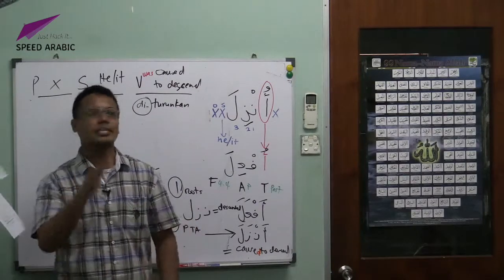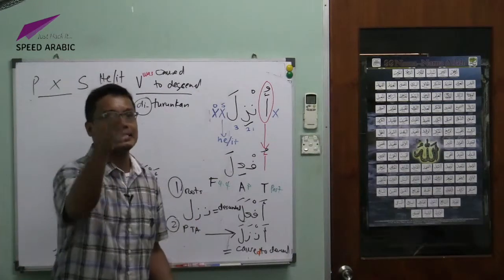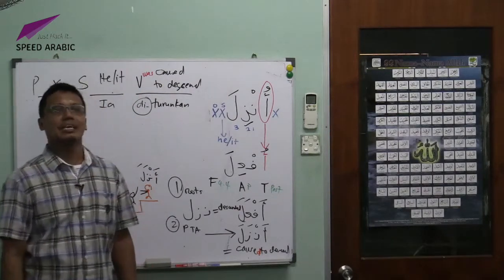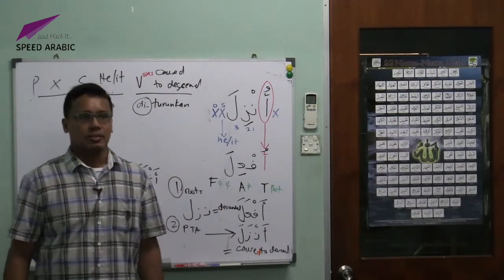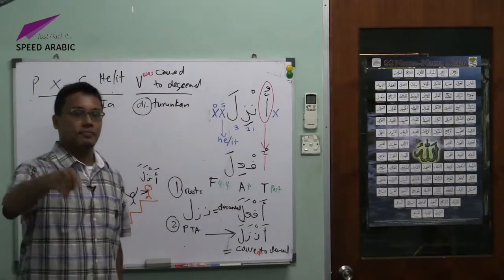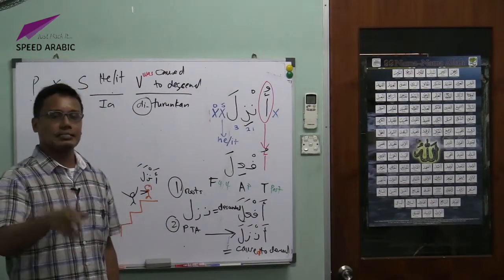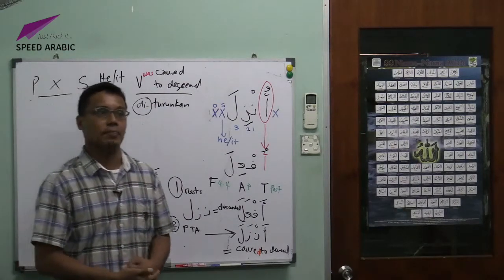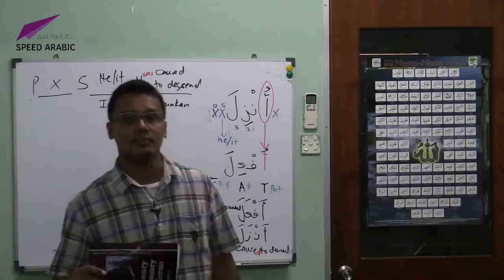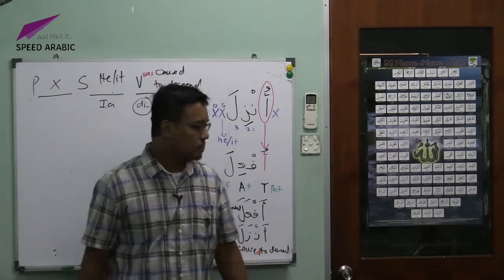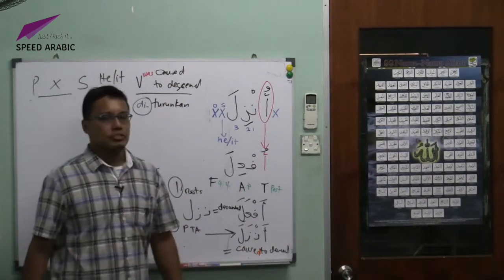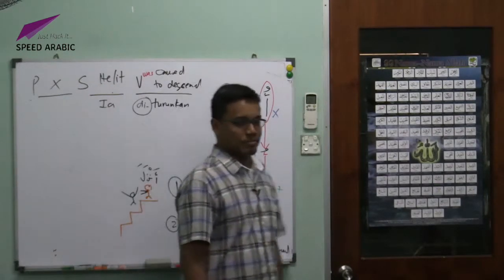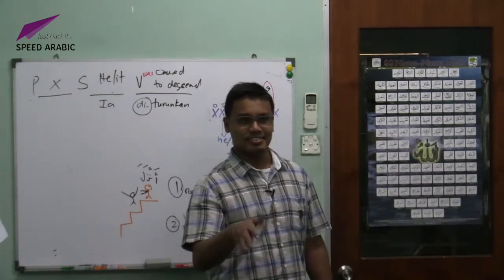Unless it doesn't list the form, it means it's form 1. Or if it doesn't list any form, that means that form doesn't exist in the Quran. It may exist outside the Quran, because this is just the Quran vocab. So that is number 1. Not that difficult, right? Easy, right?